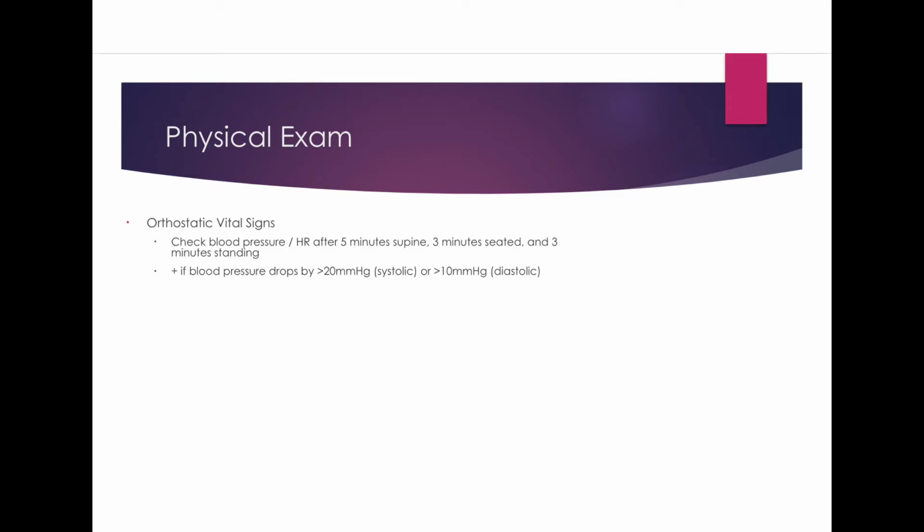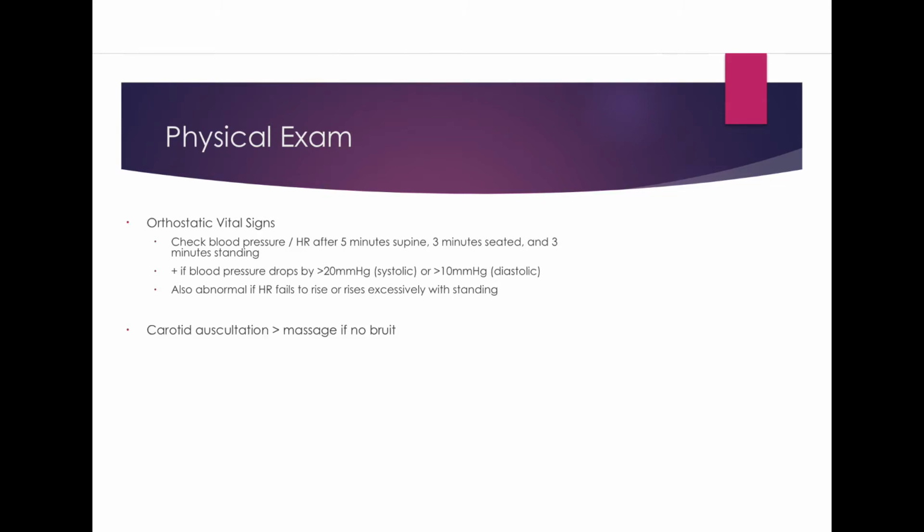Again, if the blood pressure drops by greater than 20 millimeters of mercury systolic or 10 millimeters of mercury diastolic, this is considered a positive test. The orthostatic test is also considered abnormal if the patient's heart rate either fails to rise on standing or rises excessively, as in postural orthostatic tachycardia syndrome.